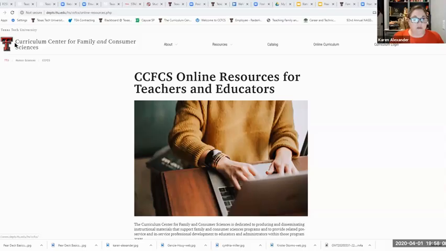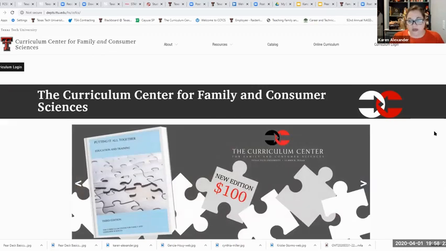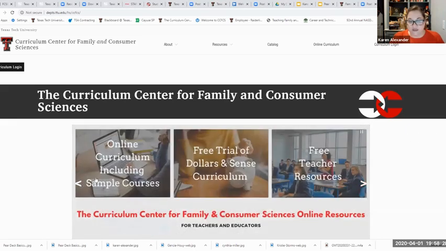Let me actually get to that page, share my screen real quickly, and I'll show you where those are located. So let me just go to the Curriculum Center homepage. The easiest way is just ccfcs.org. That is the Curriculum Center for Family and Consumer Sciences, ccfcs.org. In our banner that runs through, you'll notice we have some online curriculum, including sample courses that you can access for free.